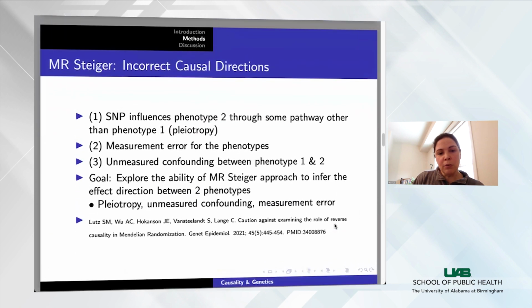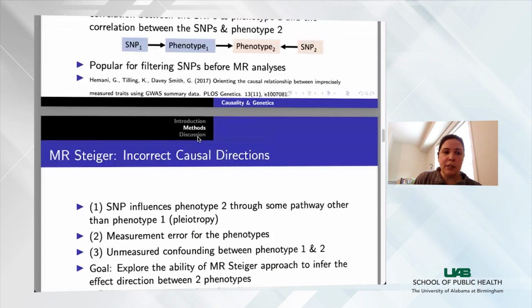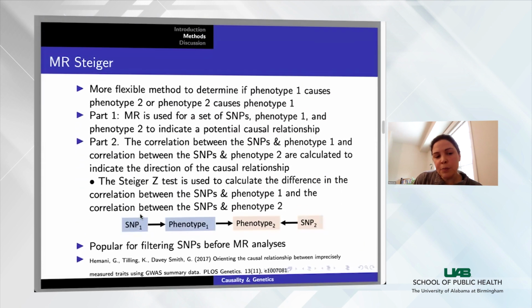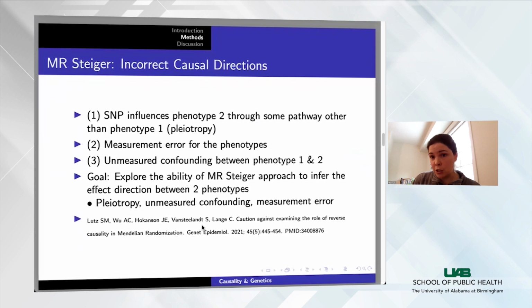What we were focused on was the assumptions going into the method and when the method was most likely to break down. The three main assumptions, or problems, going into the MR Steiger approach are that the SNPs cannot influence phenotype 2 through some other pathway. So if there's any sort of pleiotropy, if there was an arrow from SNP 1 into phenotype 2 that didn't go through phenotype 1, then we would have pleiotropy, and we could potentially infer the wrong effect direction between phenotype 1 and phenotype 2.